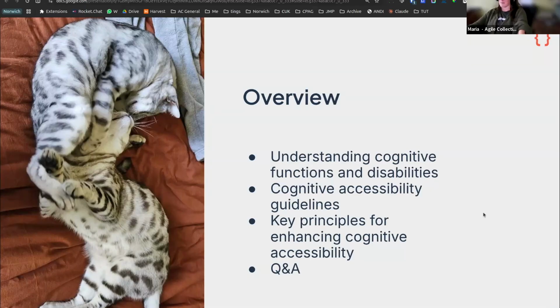We'll do a little bit about cognitive functions and cognitive disabilities. I'm going to introduce you to the cognitive accessibility guidelines that have been developed by the Cognitive Accessibility Working Group, and then we'll look at some of the key principles for enhancing cognitive accessibility. As I say, we'll have some chance for interaction, so ask questions as you go. I can't follow the chat as I talk because there's too much going on in my brain when I'm giving a talk.